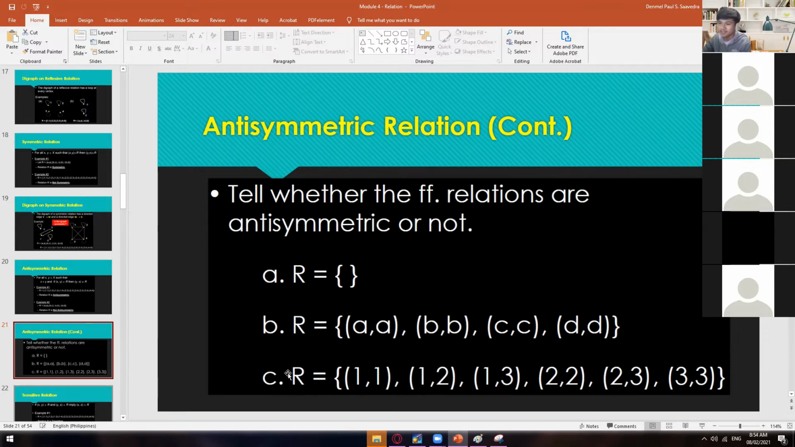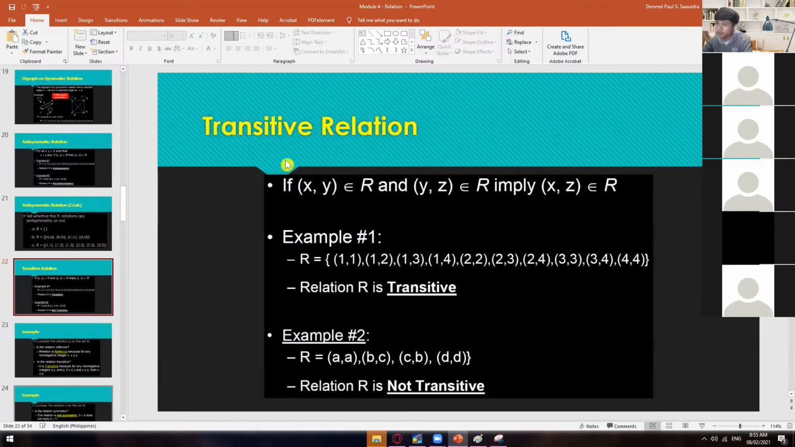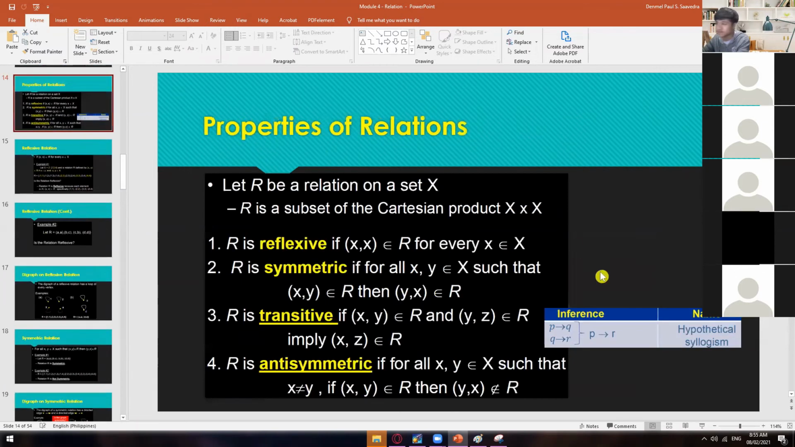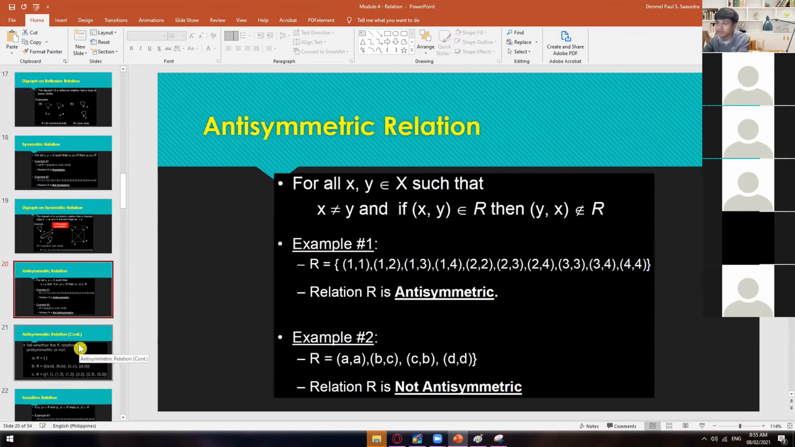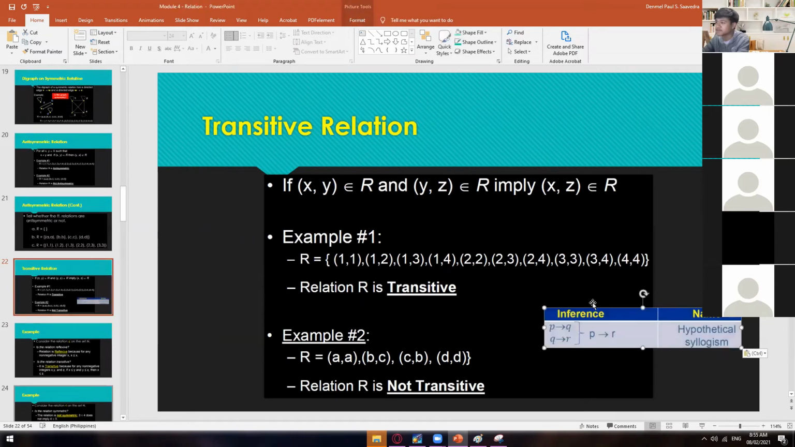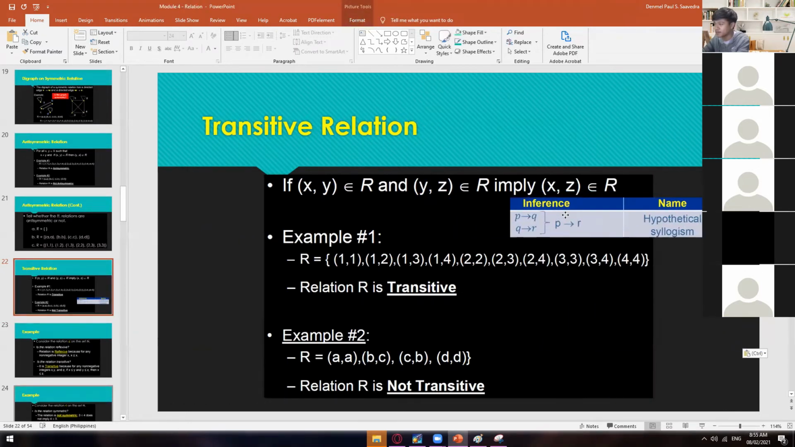Are we clear so far regarding anti-symmetric relation? All right, I hope the others can also follow. Let's now move on to the transitive relation. This one is super easy to understand. Let me just copy this one and place it here. This one is very helpful.